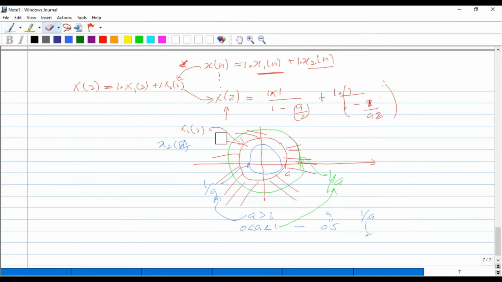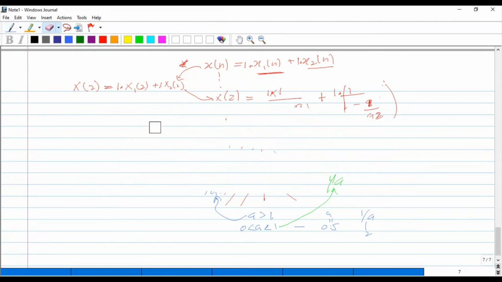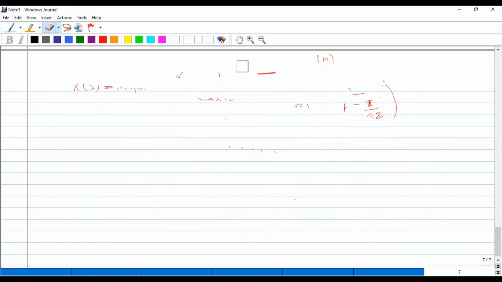Okay, I will draw the diagram again if it is not clear. Now I will write this also, to get a better understanding. So now we have x1[n].